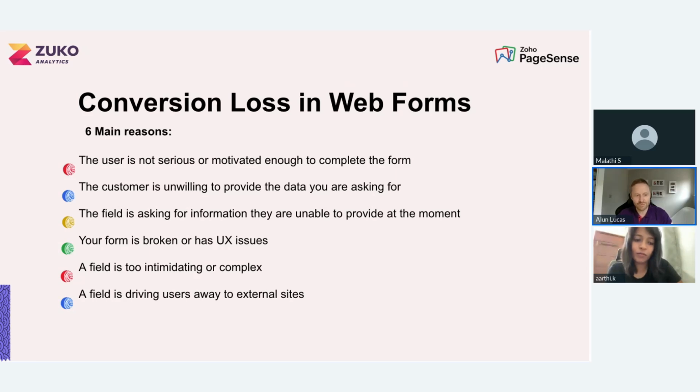And then the last reason we see commonly is something is driving users away to external sites. The most common example of this is in checkouts, the coupon code field. I imagine many of you here have done that. You fill out your checkout, you're ready to buy, and there's a coupon code field, and you say, oh, I must have a coupon code. So what they do, and we see this in our data all the time, is they go, oh, I'm going to try and find a coupon code.